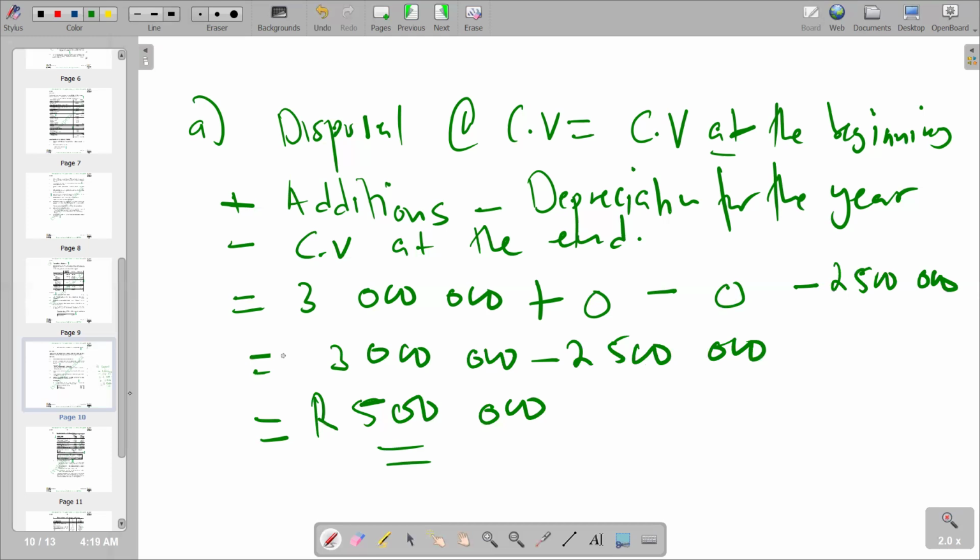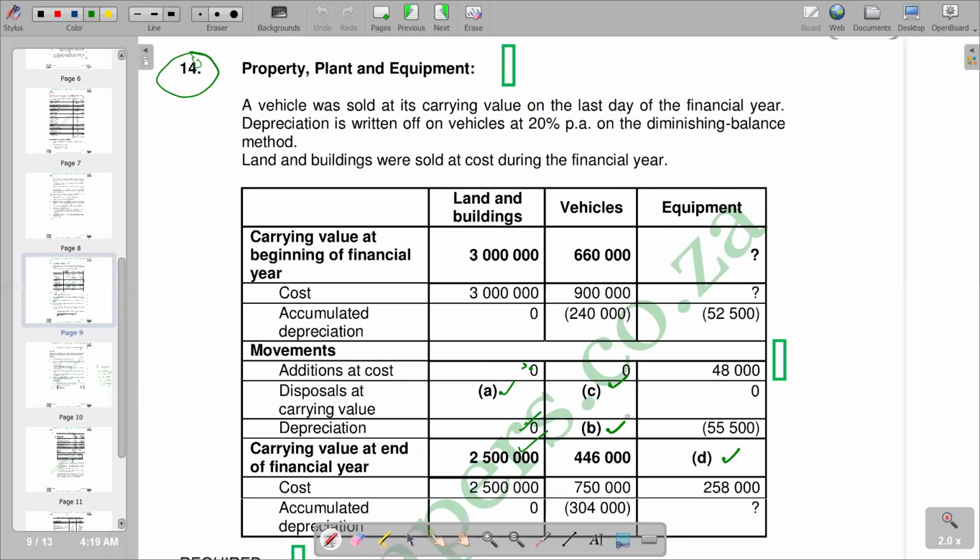Then we can look at the calculation of B. At B, we are going to calculate depreciation for the year for vehicles. To calculate this, we are given the terms of calculation in the information: depreciation is written off for vehicles at 20% per annum on the diminishing balance method. With the diminishing balance method, we say percentage times carrying value, where we get the carrying value by saying cost minus accumulated depreciation at the beginning of the year.